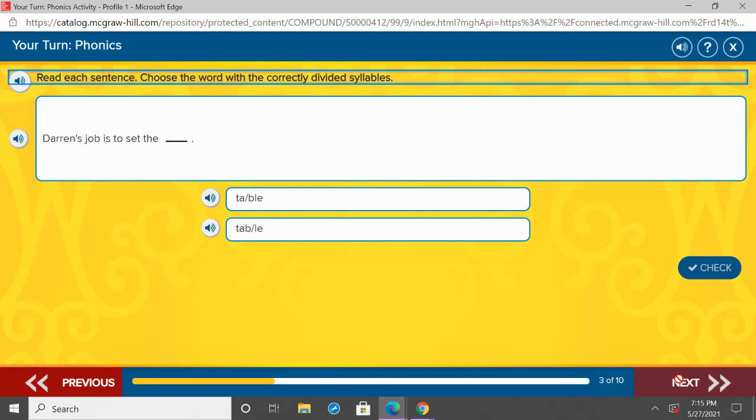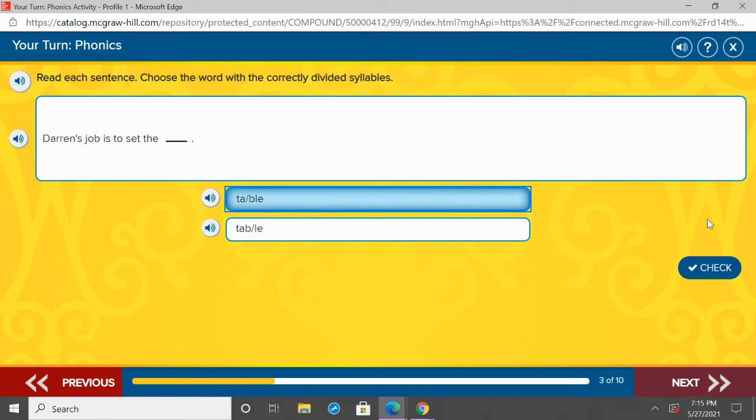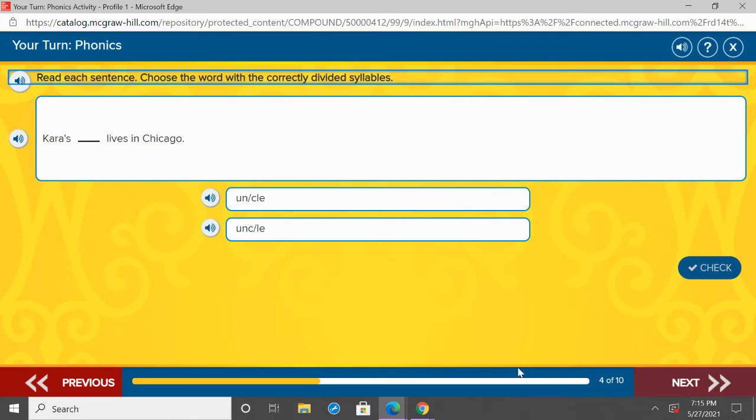Darren's job is to set the table. Again, it has that LE, that same ending sound like circle, journal, but I want to break it up into syllables. I see that LE pattern, and I know that the syllable contains consonant LE. This top one has consonant BLE. I think that's correct, but I'm going to check the second answer as always to double check. This one just has LE. It has no consonant for that second syllable, so I know that's not right. So it's ta-ble, consonant LE. Good job.